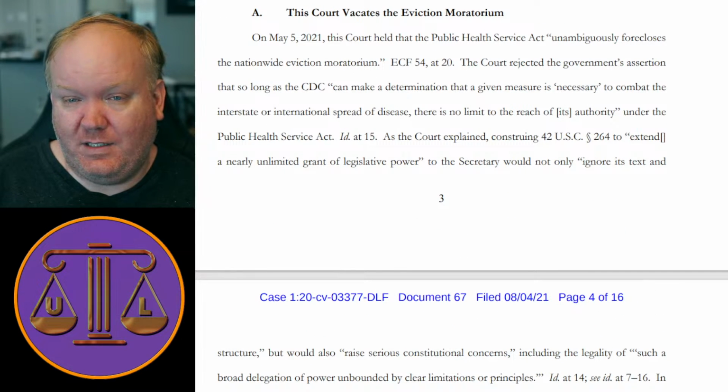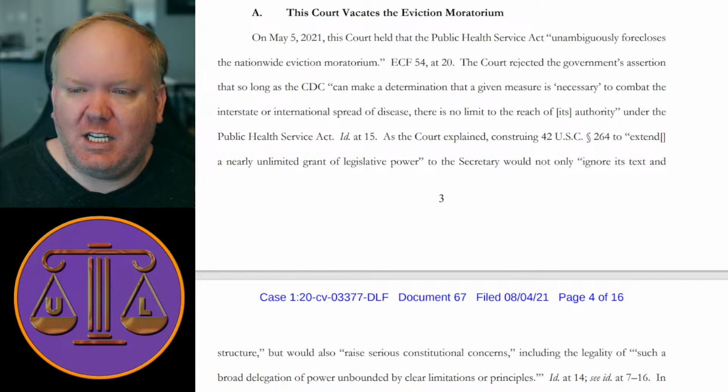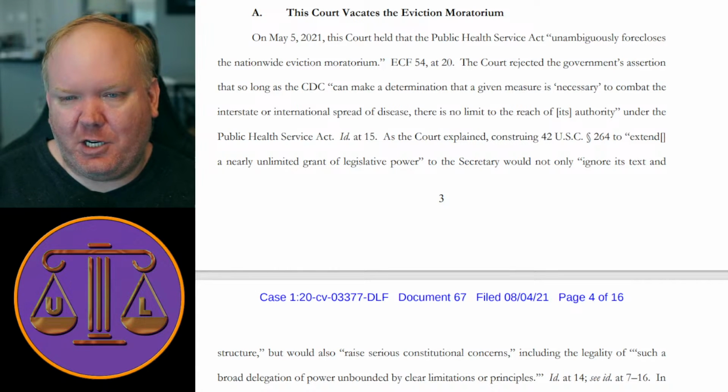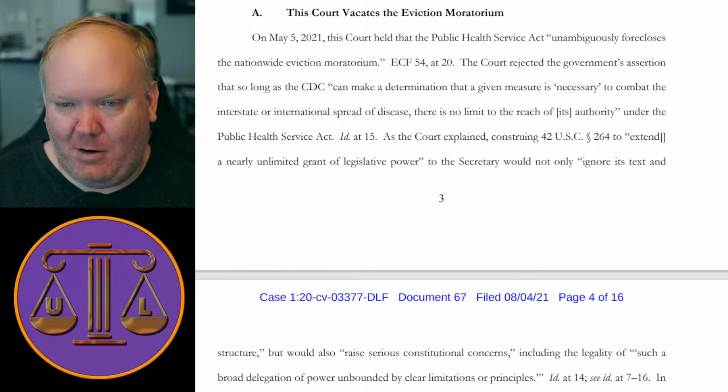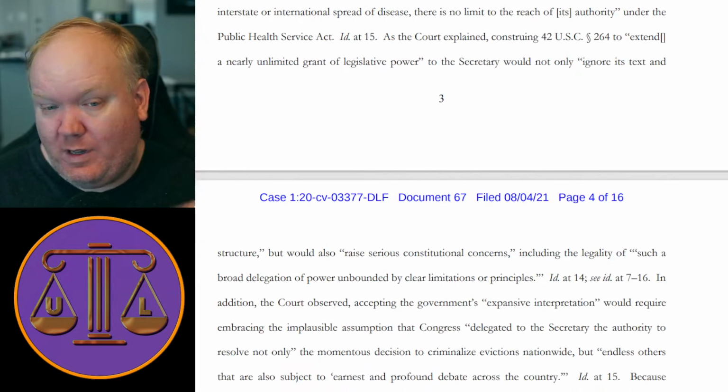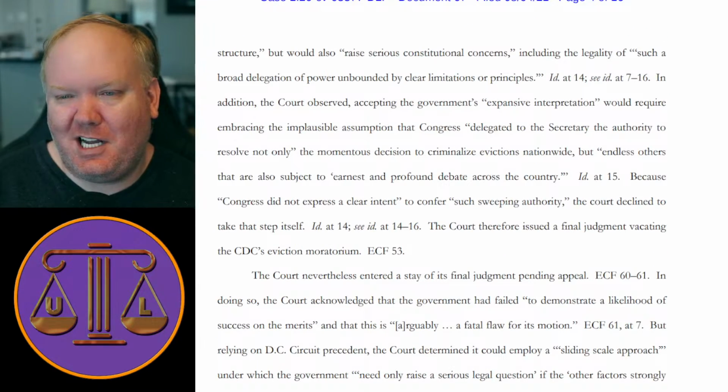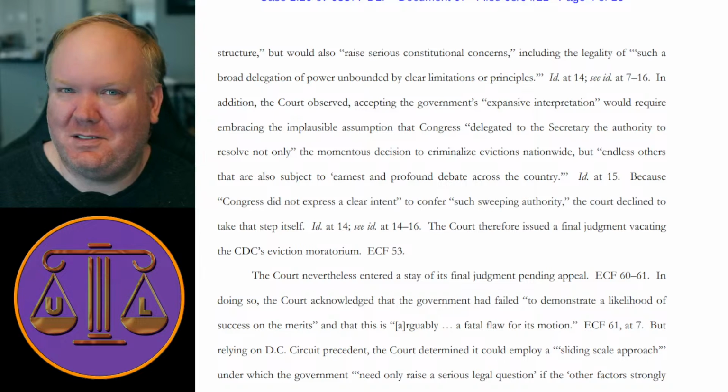The court, this would be the district court, rejected government's assertions so long as the CDC can make a determination the given measure is necessary to combat spread disease. There's no limit of authority. As the court explained, construing the law to extend a nearly unlimited grant of legislative power to the secretary would not only ignore the text and structure, but would raise serious constitutional concerns, including legality of such a broad delegation unbounded by clear limitations and principles.